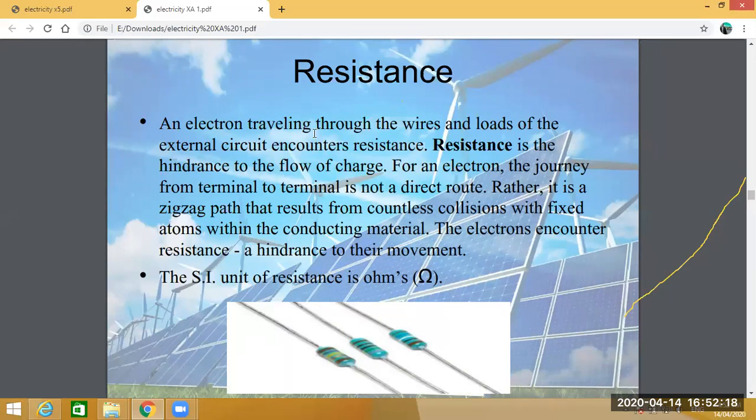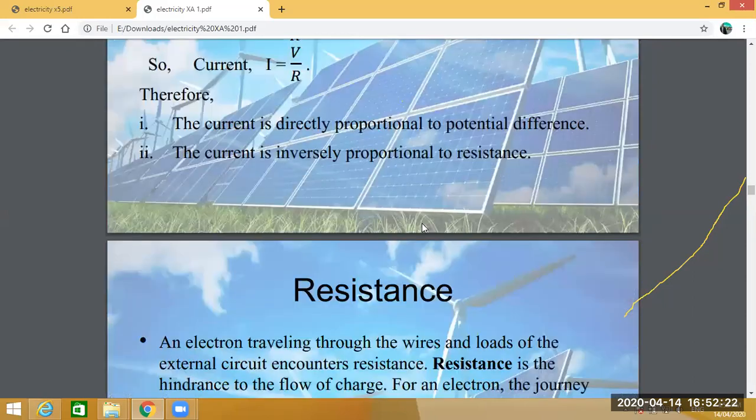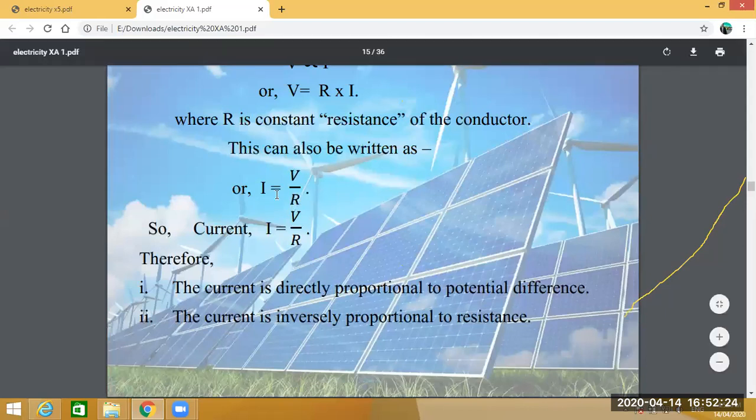But before going deep into ohms, we should look here. I equals V upon R. So R equals what? V upon I. R equals V upon I. So the physical formula of resistance is V upon I. R equals V upon I.